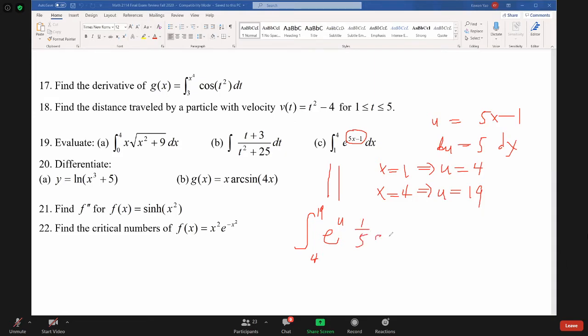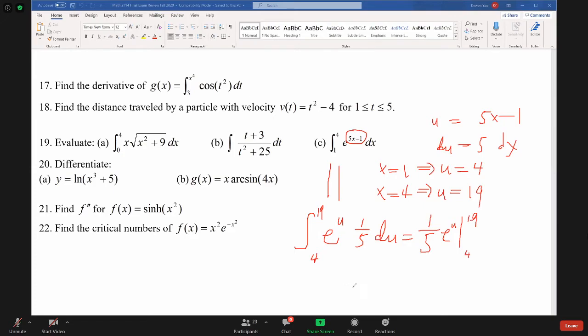Okay, so we're almost done, right? The 1/5 is a scalar outside. And the antiderivative of e to the u is happy, very happy. Why? Because it's itself, right? So now evaluate this. Don't change u back to x anymore because we have already changed the two numbers, 4 to 19.